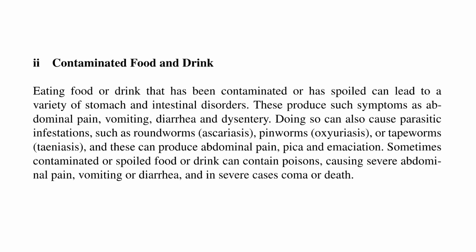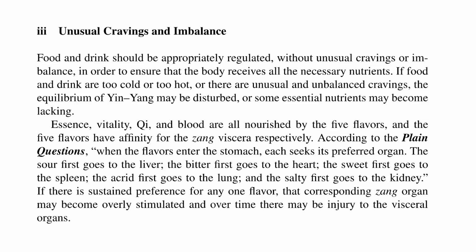Sometimes contaminated or spoiled food or drinks can contain poisons, causing severe abdominal pain, vomiting, or diarrhea, and in severe cases, coma or death. Number 3, unusual cravings and imbalance.